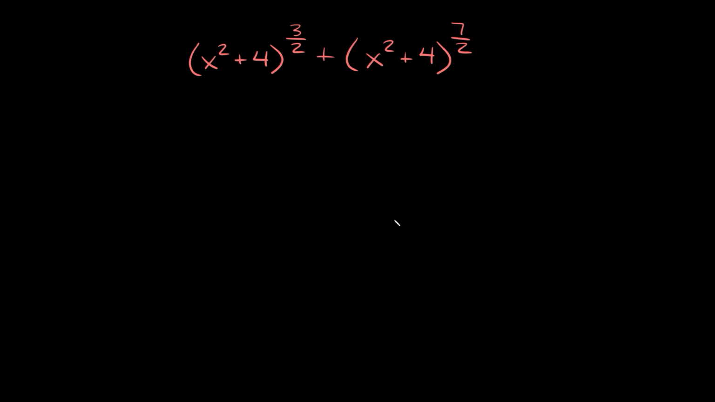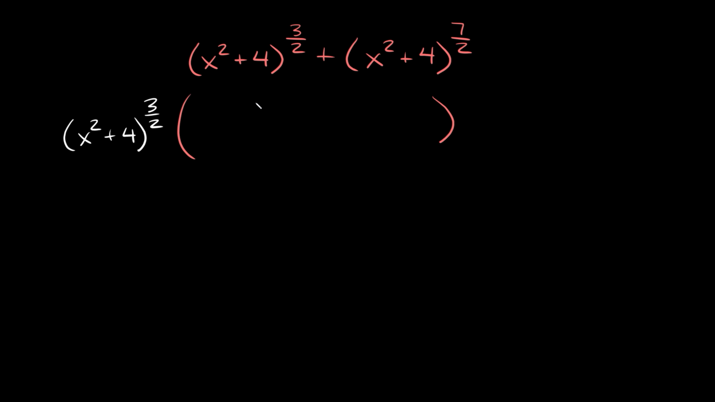Boom. All right, so for our next trick, we're going to solve this bad boy right here. So we have x squared plus 4 in parentheses raised to the 3/2 plus x squared plus 4 in parentheses raised to the 7/2, all right? So again, the biggest thing that we can factor out right here is what we have in parentheses, right? So we can factor out these x squared plus 4s, all right? And then the smaller exponent here would be the 3/2, right? So let's take that out as well.